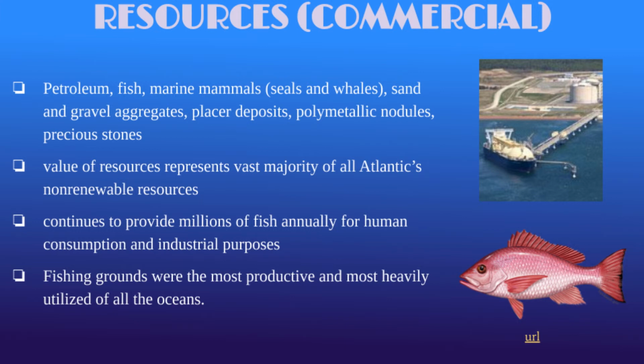In the southern Atlantic, it continues to provide millions of tons of fish annually for human consumption and industrial purposes. For many years, the Atlantic's major fishing grounds were the most productive and most heavily utilized of all the oceans. For some time, many Atlantic species have been intensively fished, and some key populations are thought to be extinct. While the total global marine catch increased steadily over the second half of the 20th century, the Atlantic remained fairly constant. Consequently, the Atlantic's overall marine catch dropped from more than half in the 1950s to about one fifth by the early 21st century.